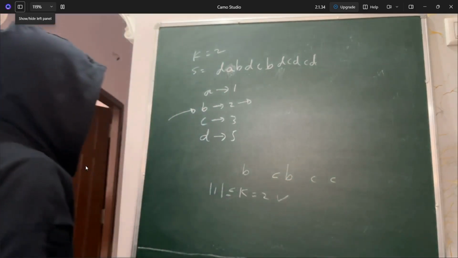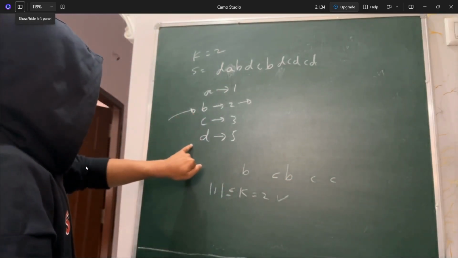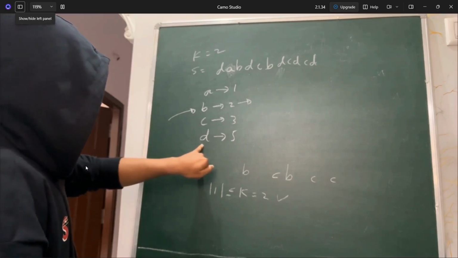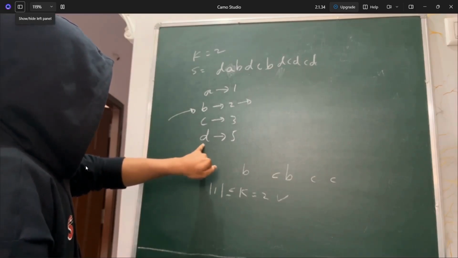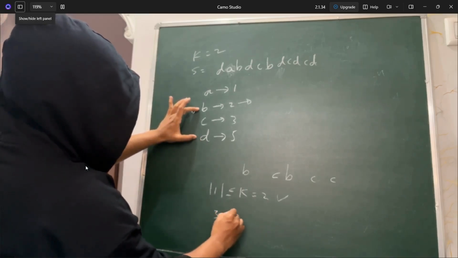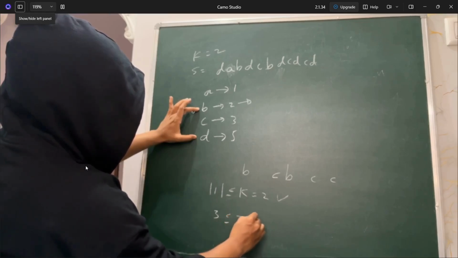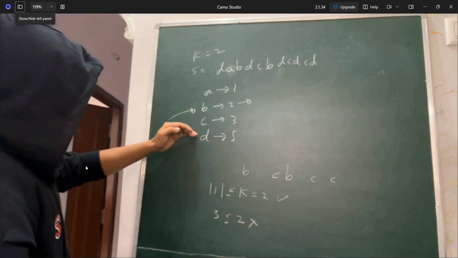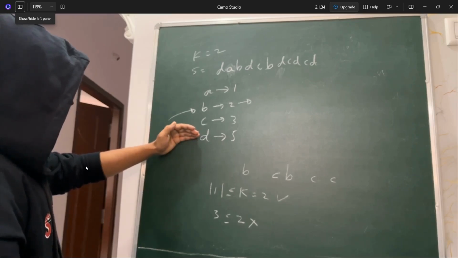So c can be in my string, so I will place c here. Now I'll check for, let's say, d. Can this be in my final string? If you see, the difference here is 3, and lesser than or equal to k, which is 2, is false. So d cannot be in my final string.